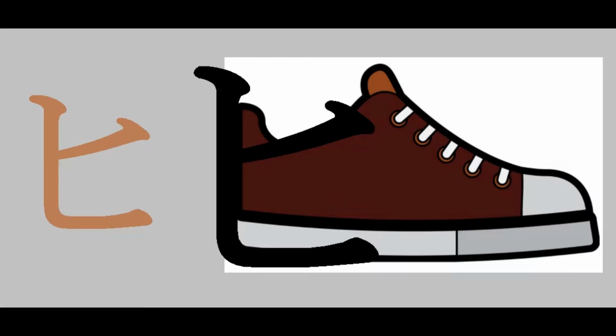There is no V sound in Japanese, so B is often used as a substitution. Can you guess this word? Video.